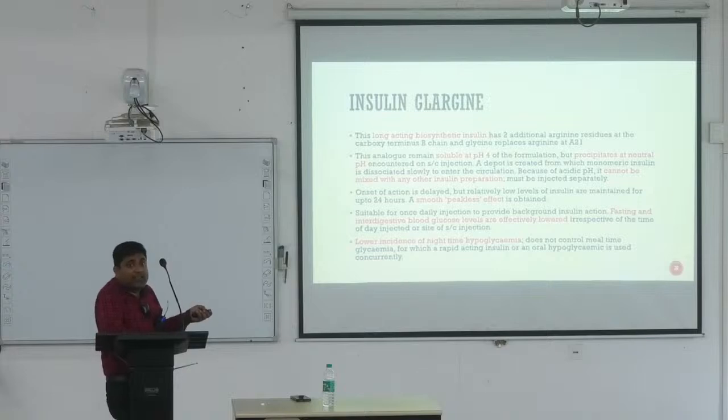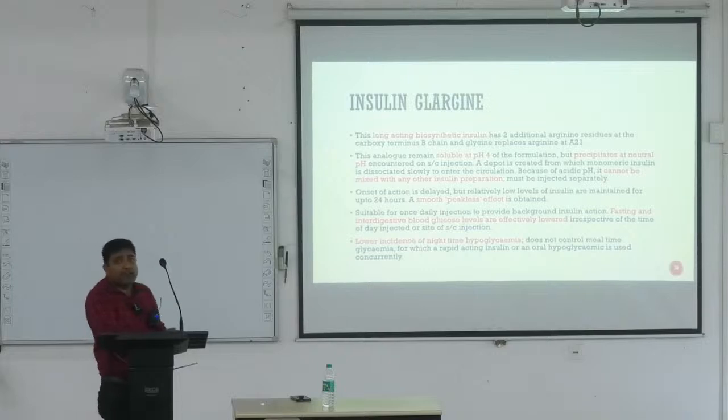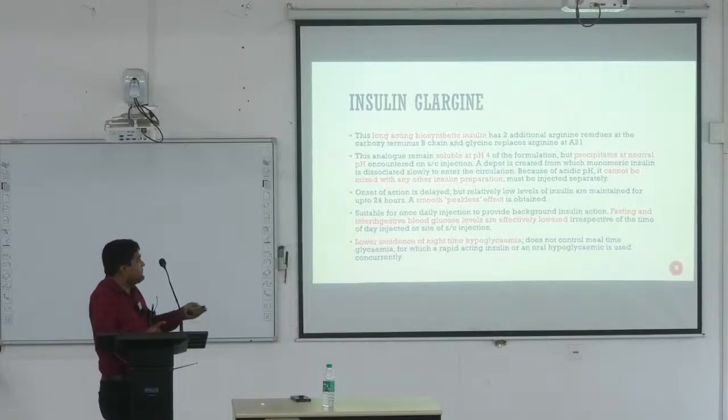When injected subcutaneously, it comes in contact with neutral pH. It precipitates and a depot is created, from which the insulin is released slowly. Because of this, it becomes long acting. Duration of action is around 24 hours, and it has to be injected once daily. Because of acidic pH, it cannot be mixed with any other insulin preparation.